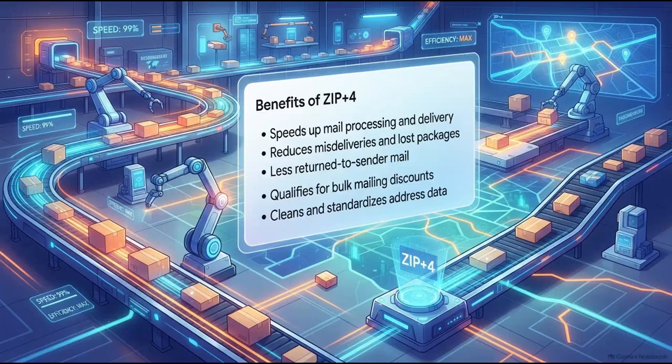for days. The crucial takeaway here is that using the ZIP+4 gets your mail sorted by automated machines so much faster. It reduces missed deliveries, lost packages, and means way less return-to-sender mail. Because it translates perfectly into routing barcodes, your mail can actually arrive up to 2 days faster. And here is the real kicker for businesses. Using this to clean and standardize address data can qualify you for commercial bulk mailing discounts of up to 60%. That is massive.